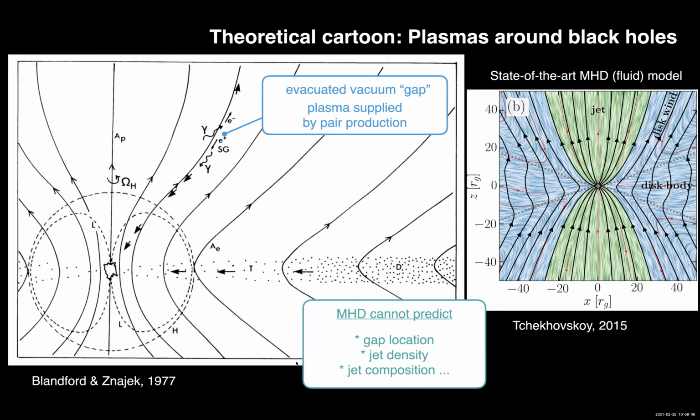So this is a theoretical cartoon that we are all thinking about. There is an accretion flow somewhere at the midplane. There is a black hole. This plasma accretes. It brings magnetic field with it. Magnetic field gets dragged onto the black hole. The black hole is spinning.